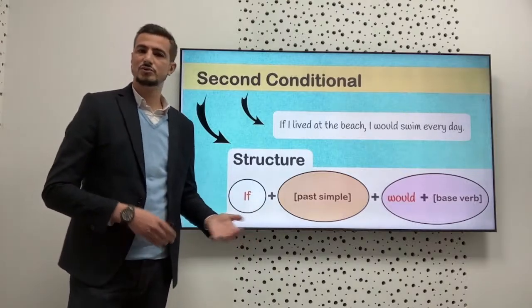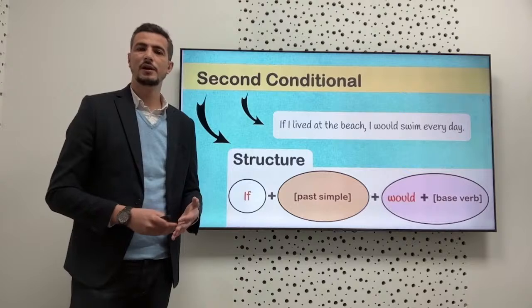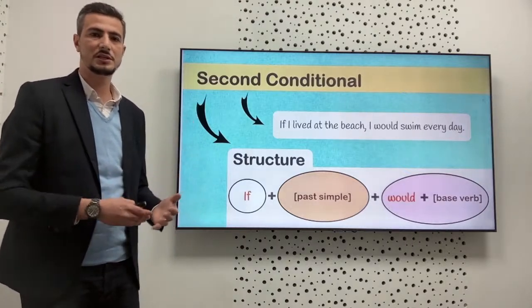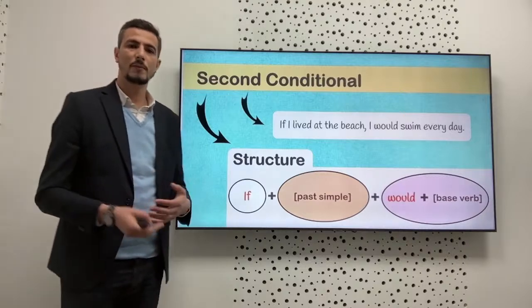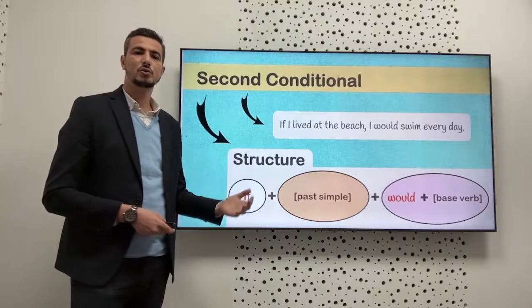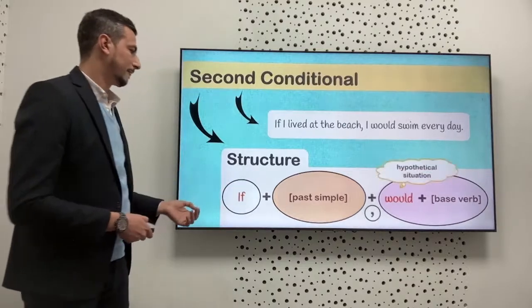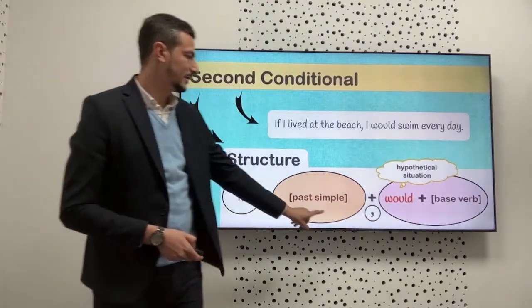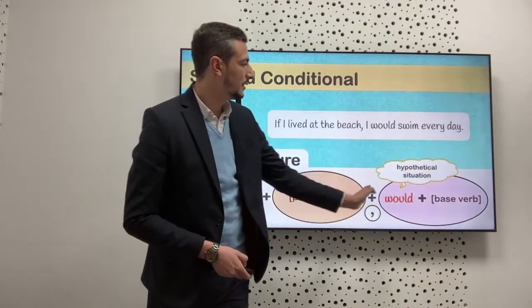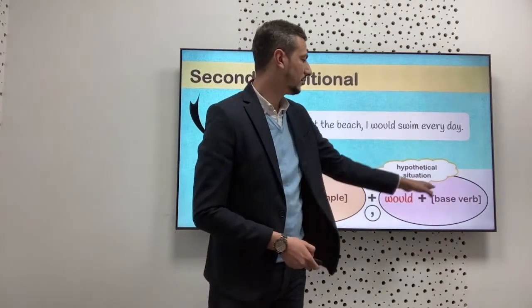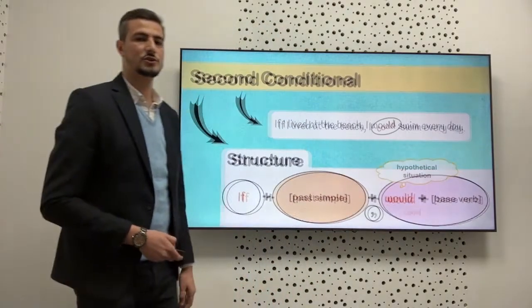For regular verbs, you all know that we add ed. For irregular verbs, it changes. Go, went, sleep, slept, see, saw. And for regular verbs like visit, visited, cook, cooked. And don't forget the comma. If plus past simple, comma, and then the second clause. The second clause is a hypothetical or imaginary situation.